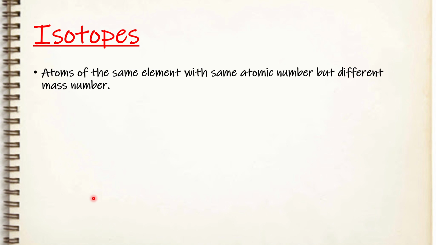Isotopes. You have probably heard this term if you did O-level chemistry and even more so if you did A-level chemistry. The definition is basically the same. Atoms of the same element with the same atomic number but different mass number. Now, atomic number is the number of protons and mass number is the number of nucleons, that is, protons and neutrons. So in terms of subatomic particles, isotopes are atoms of the same element with the same number of protons but different number of neutrons.